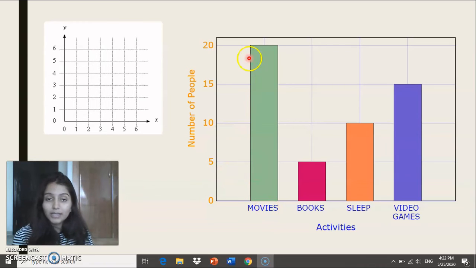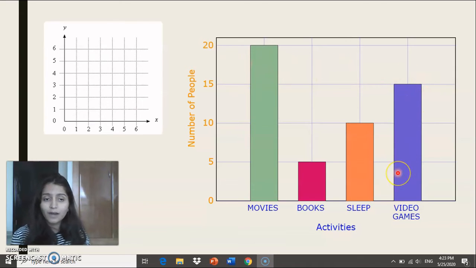Now, let's look at our bars. You can see this first bar is the movies bar and it's drawn up to the 20 line over here. So this bar over here is meeting 20 on the y-axis. Similarly, the books bar is meeting 5 on the y-axis. The sleep bar is meeting 10 on the y-axis and the video games bar is meeting 15.